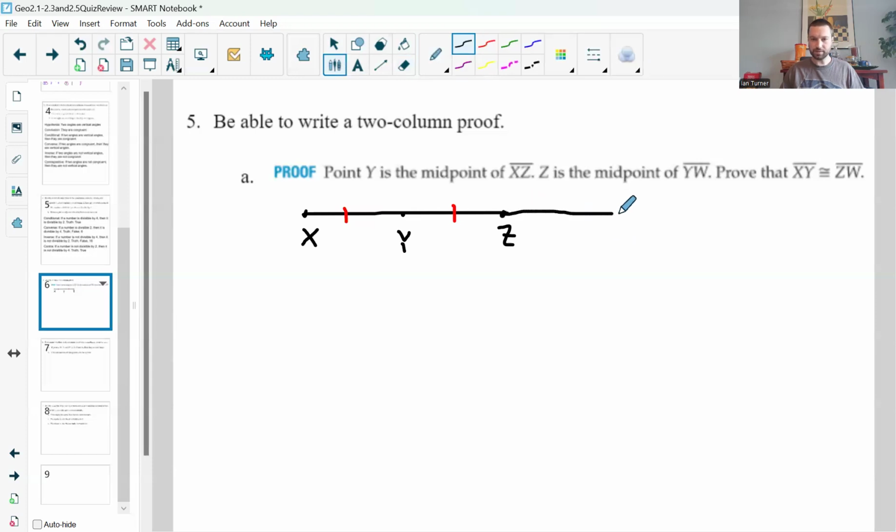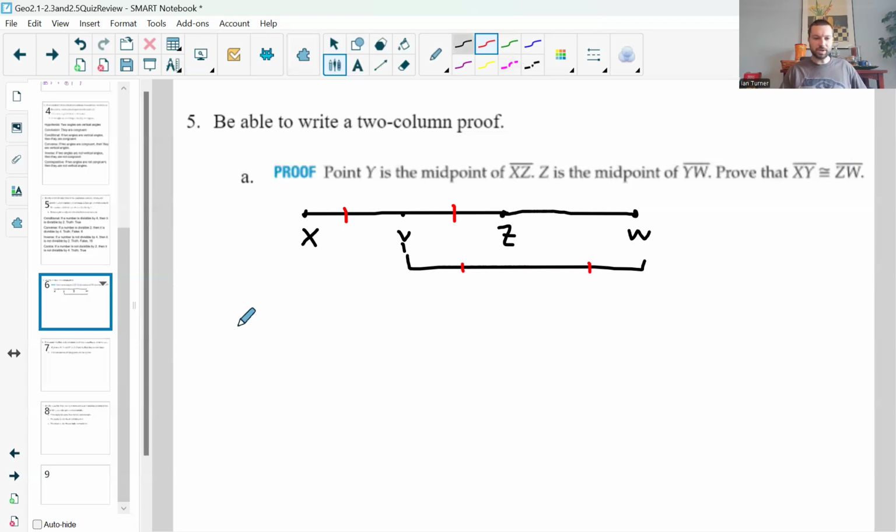I didn't read that carefully enough. So we got YW, and then Z is the midpoint of that. Okay, so this gets split evenly. So we got two midpoints, and then we got to prove that XY is congruent to ZW.